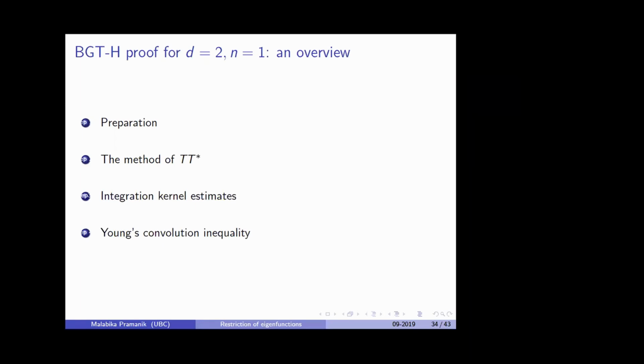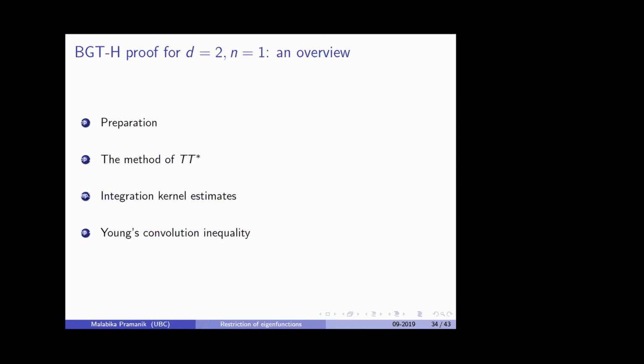The first is the preparation of the smooth spectral projector, the operator that we will eventually restrict to a curve. The second is the method of TT star, which brings two technical advantages. One is that it allows us to reduce the eigenfunction restriction estimate to an LP-LQ bound on the same measure space, namely the Lebesgue spaces on the curve.